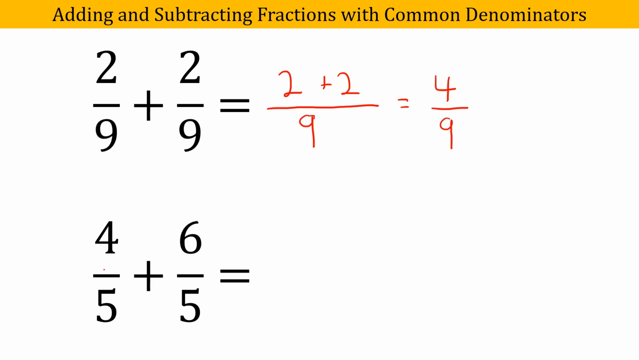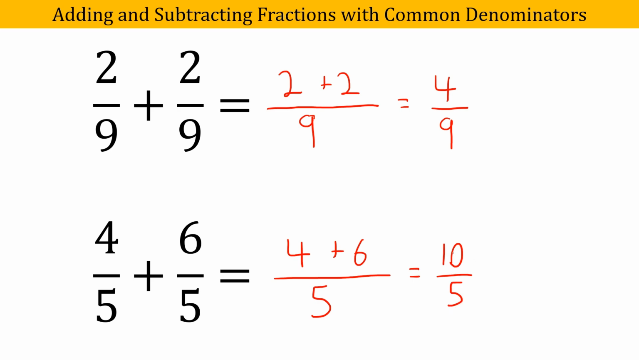Okay, for this one, I got 4 over 5 plus 6 over 5. Since the denominators are the same, I can simply write 5 and just add my numerators on the top. So I'm going to have 4 plus 6 divided by 5. In this case, 4 plus 6 is 10. So I got an answer of 10 over 5.